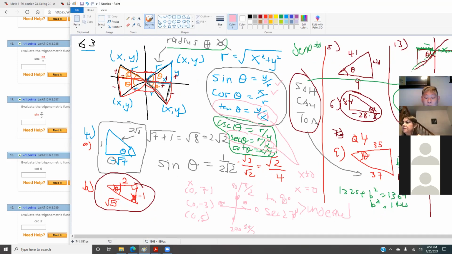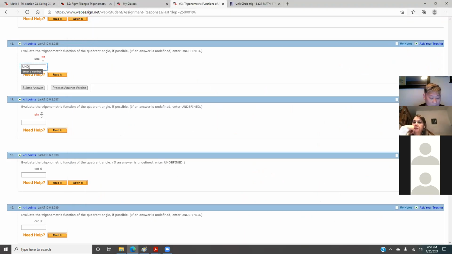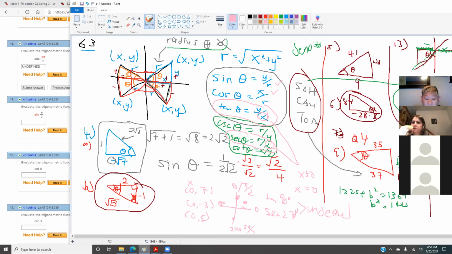So secant 3 pi over 2 is what? It's actually undefined. You guys with me here? Now this is for tangent and secant because your x is 0. So it's undefined. Now we will talk about cosecant and cotangent.